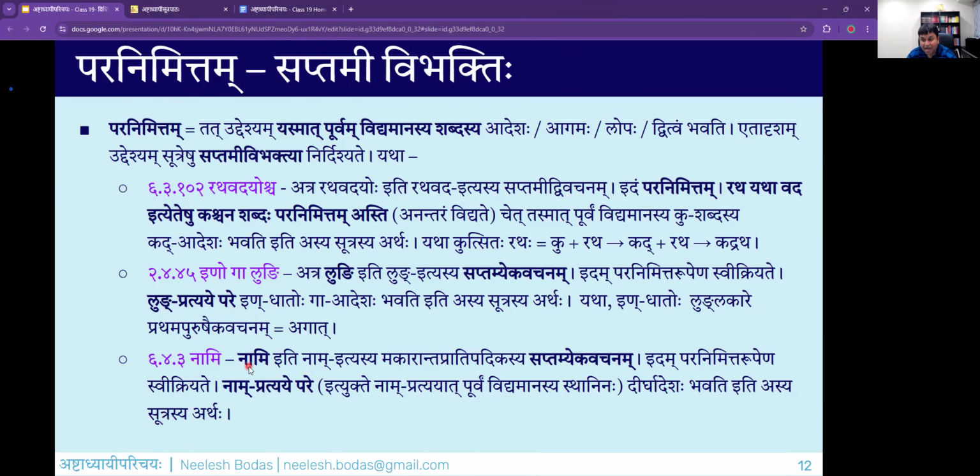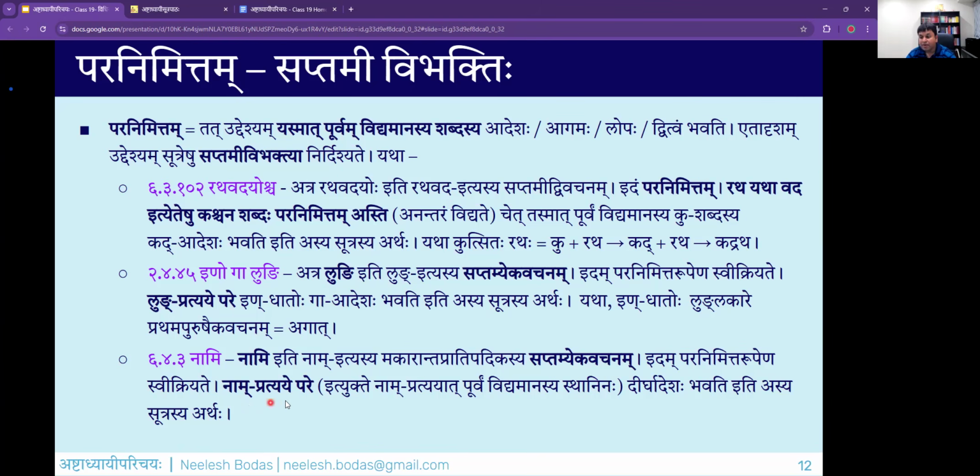Nami, naam iti makarantha pratipadikam, tasya saptami ekavachanam. Naam is the shashti bahuvachana pratyaya, but nami word is the saptami ekavachana of that pratyaya. It is used as a paranimitta.